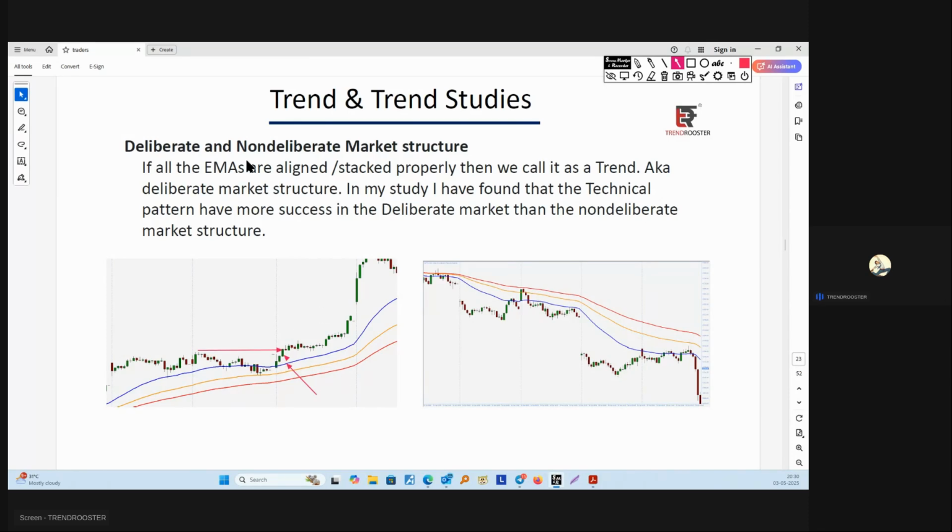What I am saying is a deliberate market, which means whenever the averages are tandemly aligned, it is called a deliberate market, and a non-deliberate market structure whenever it's not aligned. We should avoid non-deliberate markets. Clear so far? So why is it important? We just started with the trend studies, and the trend studies with the three moving averages. To come up with this idea itself, a lot of things are involved, and that's what I'm explaining here one by one.